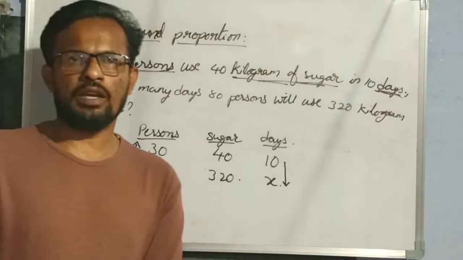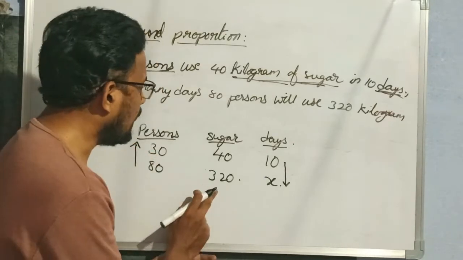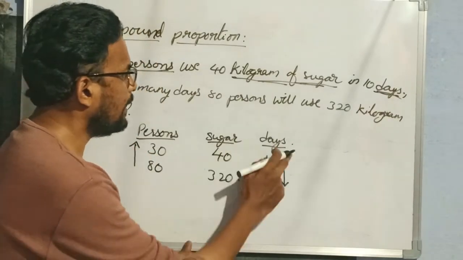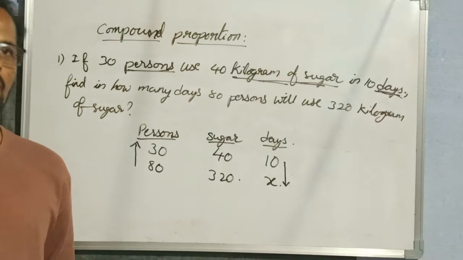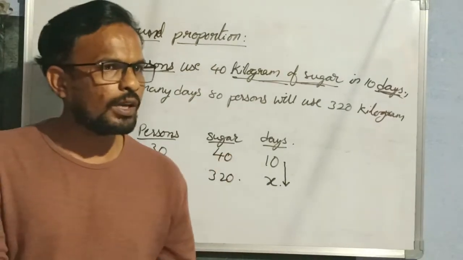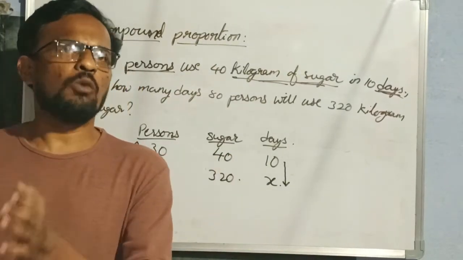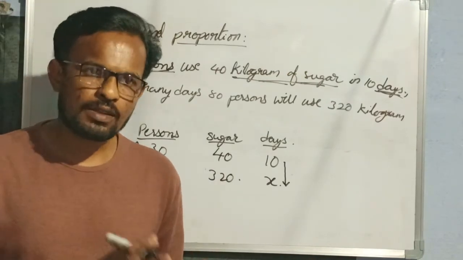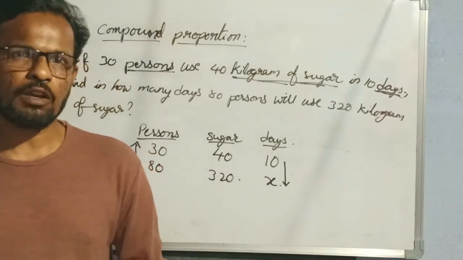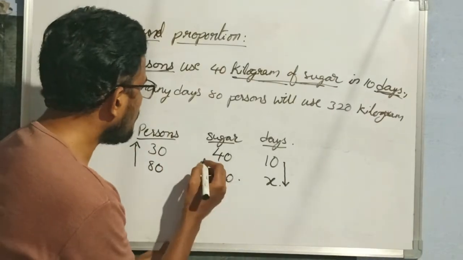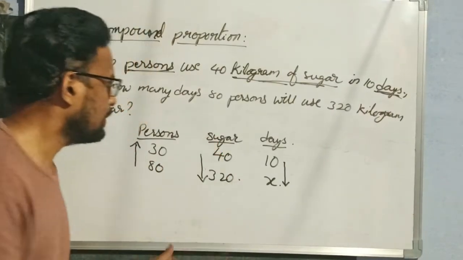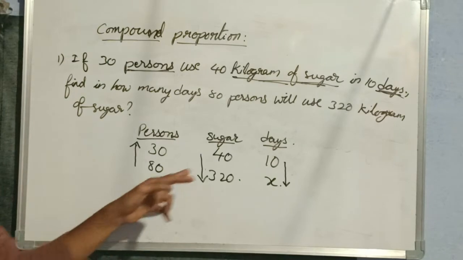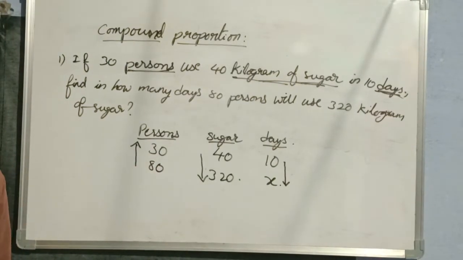Clear? Next, quantity of sugar and number of days. See here, more sugar is there means more number of days it will last. Less quantity of sugar is there means it will be sufficient for less number of days. So these two are directly proportional. Both should be downwards. Clear?